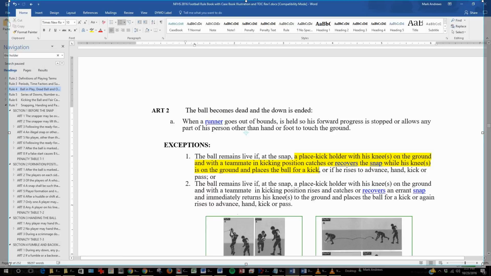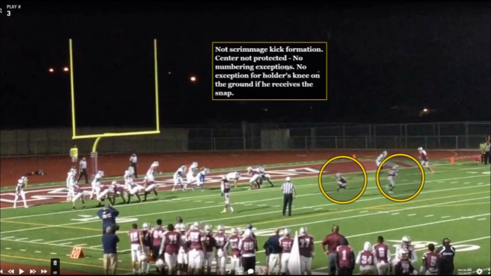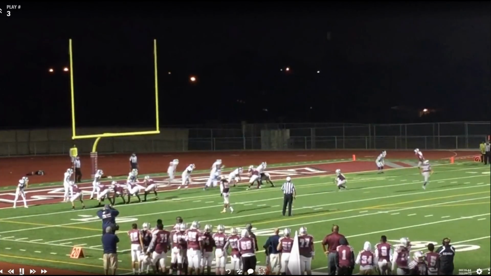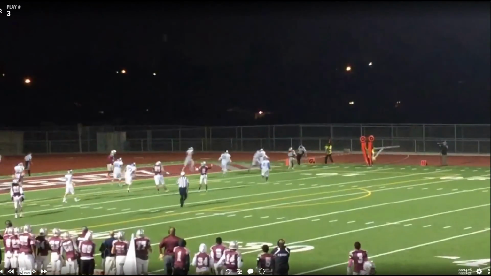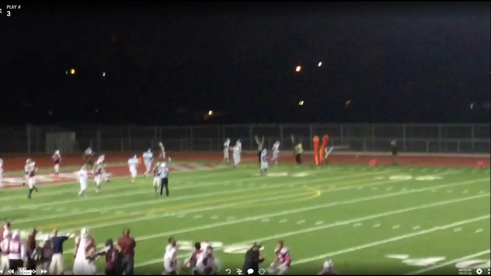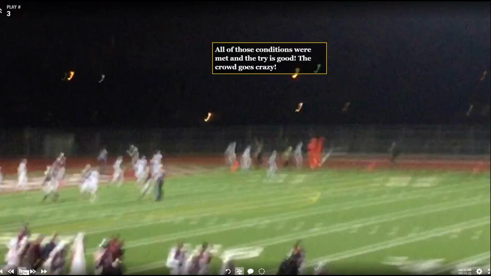A place kick holder with his knee on the ground and with a teammate in kicking position catches or recovers the snap while his knee is on the ground and places the ball for a kick. So we all know that a holder can have his knee on the ground and play continues. As Steve points out, if the holder were to receive the snap in this position, he would be down and play would be stopped. And as Steve points out, all the conditions were met. Try is good, and the crowd goes crazy.